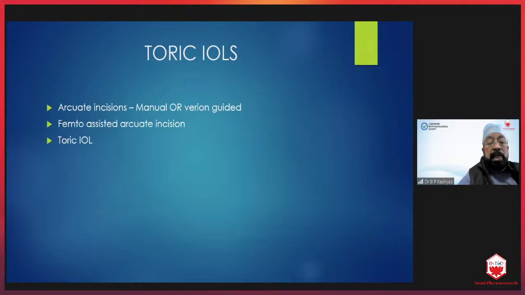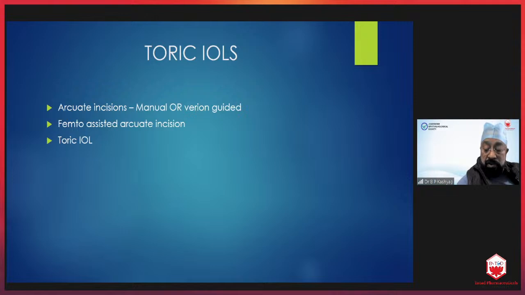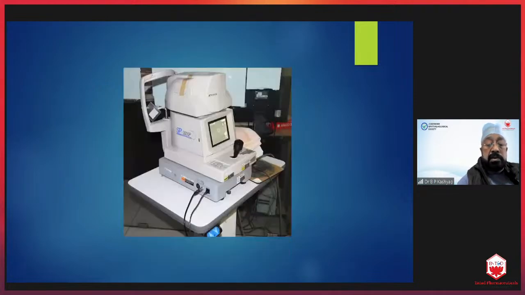These are the problems. And sometimes if a toric IOL is needed, you can do the arcuate incision with the help of manual or Verion-guided toric arcuate incision. Or you can give the arcuate incision with the help of a laser. Or you can do a toric IOL. In our practice, when the toricity is less than 1, we give an arcuate incision. If it is more than 1, we give a toric IOL. So these are the IOL Master and related tools.